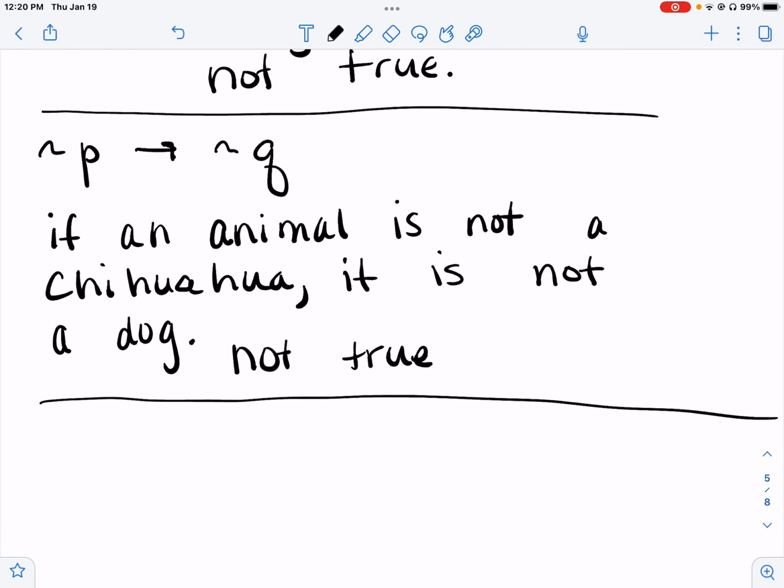Not P, not Q. What would that mean? If an animal is not a chihuahua, it is not a dog. That's also not true because an animal that is not a chihuahua could be a lizard, or it could be a bulldog. If an animal is not a chihuahua, that could be a bulldog, but that is a dog. So that one's not true either.